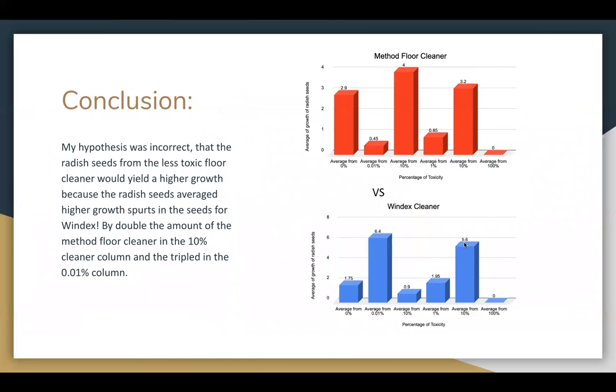My conclusion was my hypothesis was incorrect. The radish seeds from the less toxic floor cleaner would yield a higher growth because the radish seeds average higher for the Windex versus the Method Floor Cleaner. You can see here the 10% almost doubled in the Windex Cleaner, and the 0.01 column tripled. So it's super cool to see that.